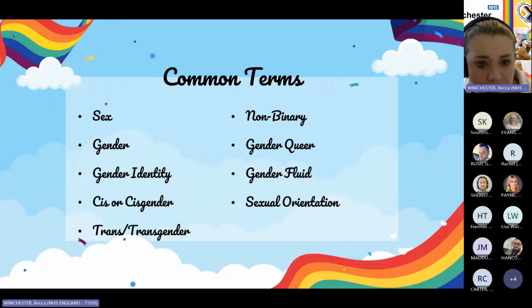Gender fluid or gender fluidity applies to a person whose gender identity changes over time or changes at different times, depending on various external factors. And sexual orientation is an emotional, romantic, or sexual attraction to other people of either the same gender, a different gender, or multiple genders. Any questions so far?